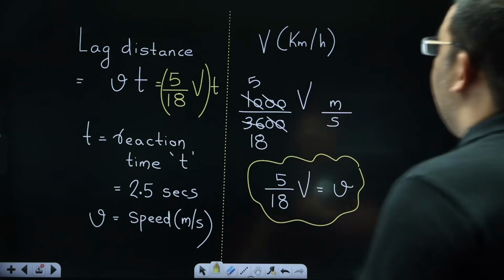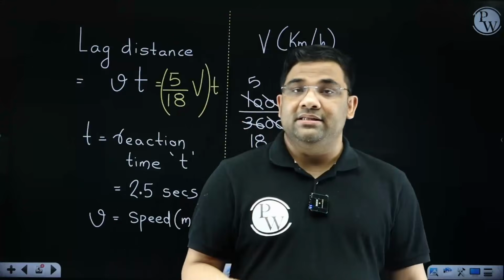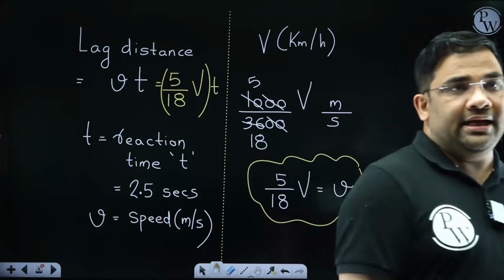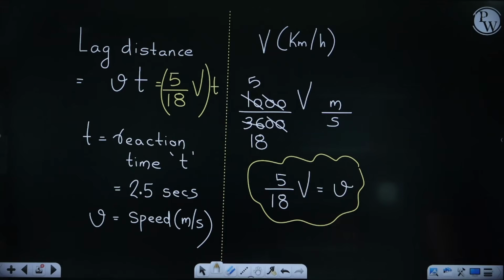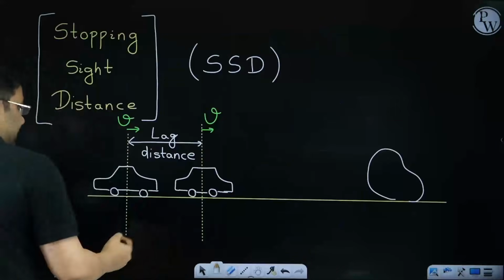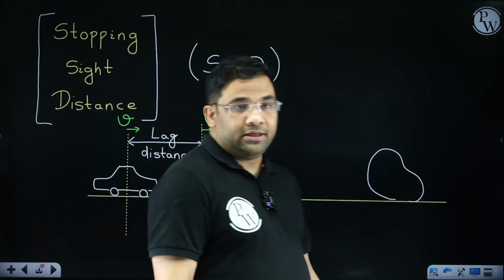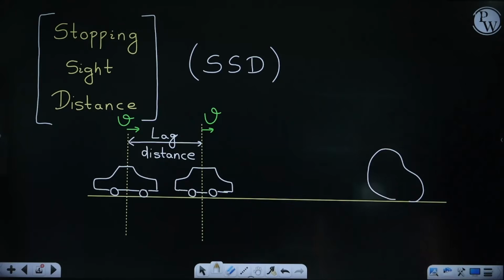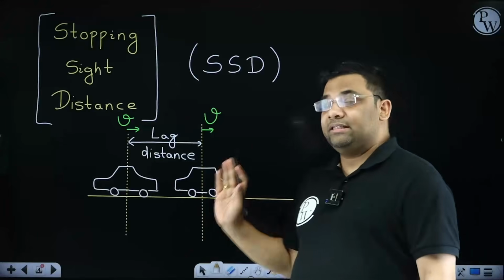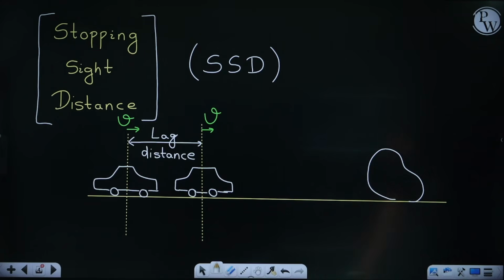If I want to define the lag distance, what is lag distance? Lag distance is the distance covered during the reaction time. Then what will happen? The driver saw the obstacle here, and then it took some time to react. During that reaction time t, the vehicle traveled a distance, the lag distance, and that was v into t, where t is the reaction time.